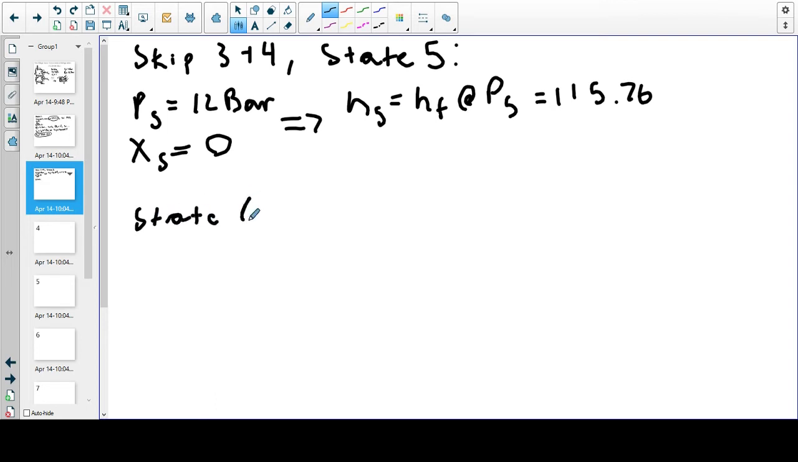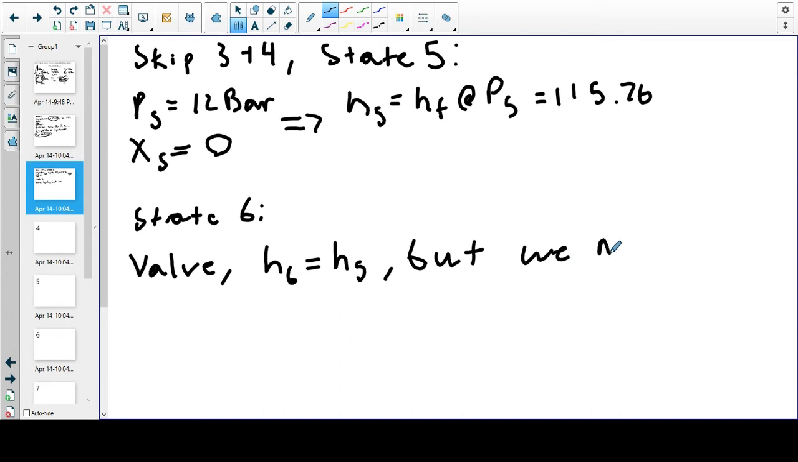And state 6, once again, everybody's favorite part. We are going through a valve, and so valve properties, you know H6 is equal to H5. It loses no enthalpy, but gains entropy, I guess you could say. But for this problem, we need to find the quality at 6. If you recall, you drop down from 5 into the saturated region at the pressure below it, so at 4 bar. So we have to find X6.